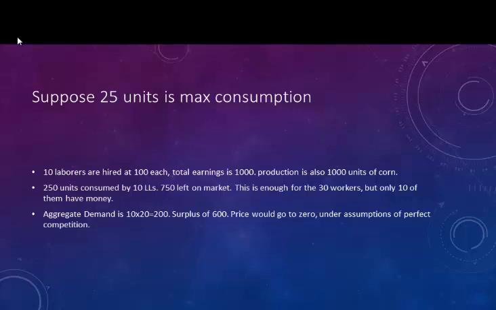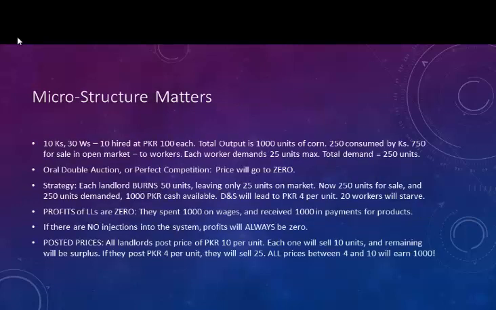But now suppose that 25 units is the maximum consumption. Then what happens is that I've made some mistakes here in the calculations because I was working with two sets of figures. These numbers are not right. Okay, so there are 10 laborers. The maximum demand is 250. There's 750 available, so 500 is surplus. Now if this market works by supply and demand, then price will go to 0.